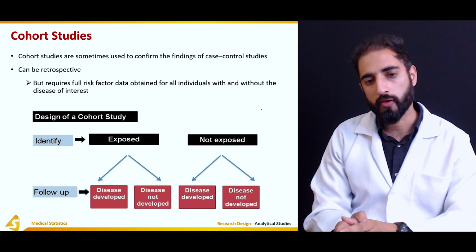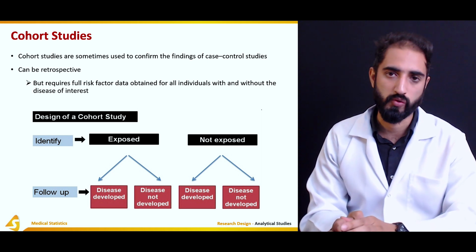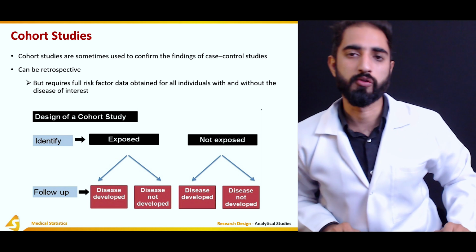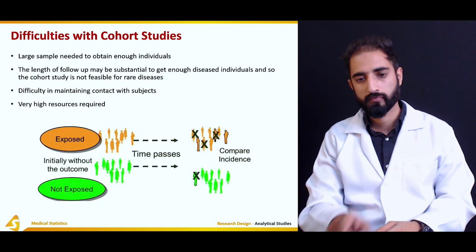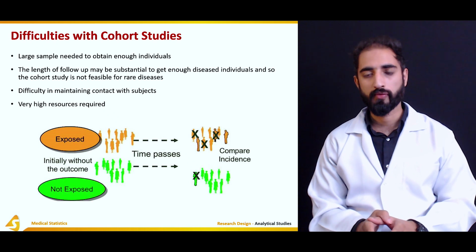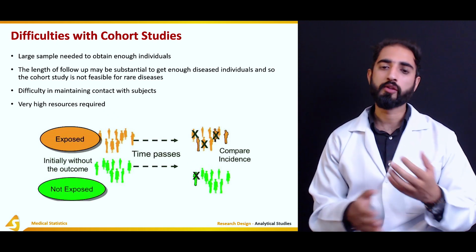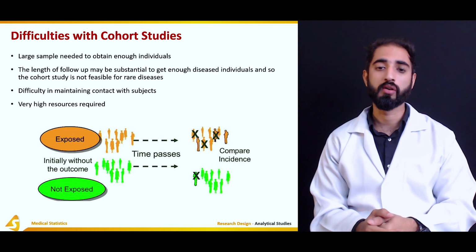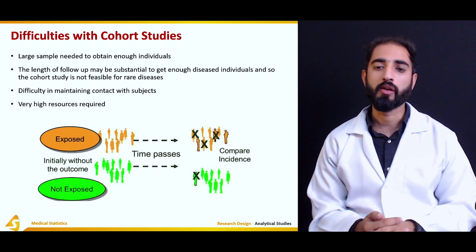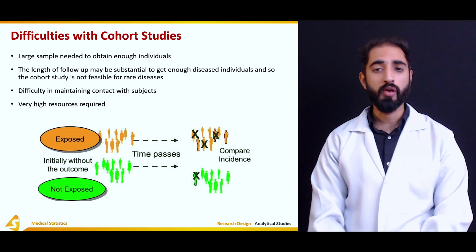Cohort studies can also be retrospective, but it requires full risk factor data obtained for all individuals with and without the disease of interest. So if you have missing data, you would not be able to do it retrospectively. But once again, a prospective cohort is always superior to a retrospective study design. So what are the difficulties with cohort studies? A large sample is needed to obtain enough individuals, because not everyone is going to develop a specific disease or condition. The length of follow-up may be substantial to get enough diseased individuals, so the cohort is not feasible for rare diseases because it would take a long time. There is also difficulty in maintaining contact with the subjects because it is a very long study, and very high resources are required.